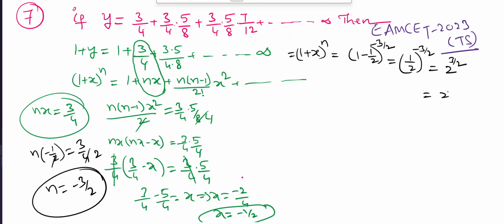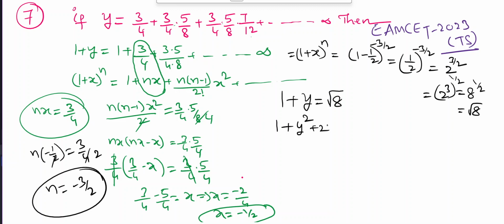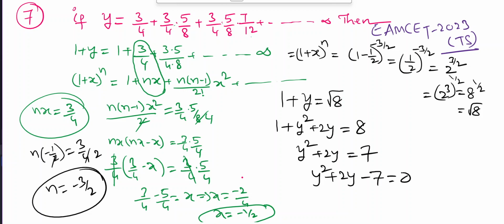2 power 3 by 2 is 2 cube whole power 1 by 2, that is equal to 8 power 1 by 2. This is written as root 8. So 1 plus y, this value is equal to root 8. Squaring on both sides, 1 plus y square plus 2y is equal to 8. From this, y square plus 2y is equal to 7. So y square plus 2y minus 7 is equal to 0. This is the required answer.